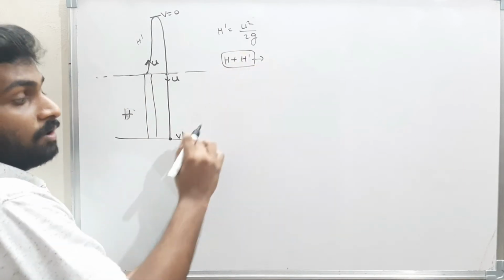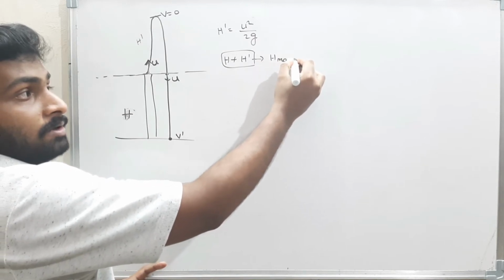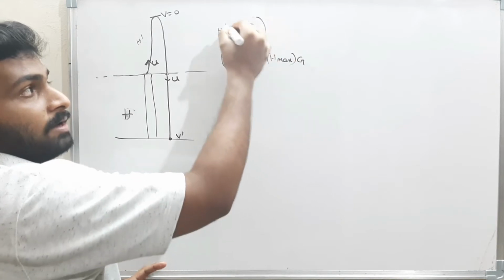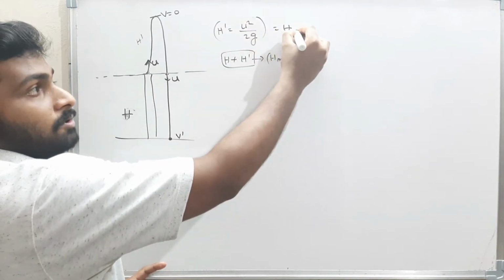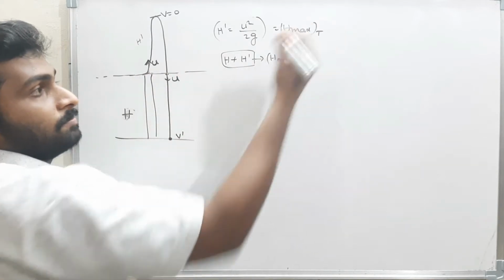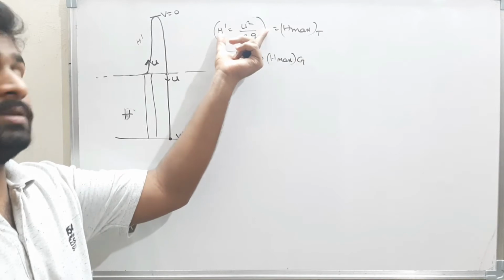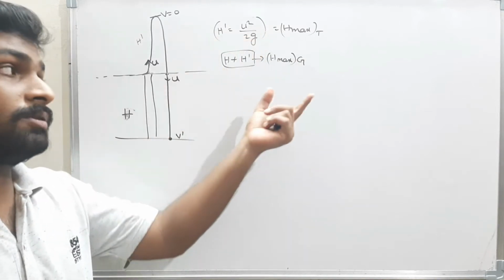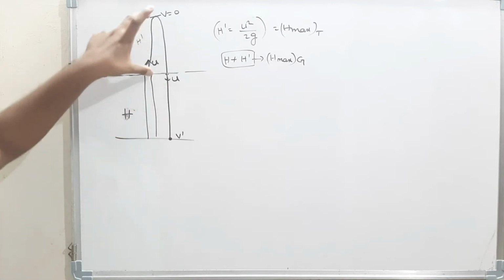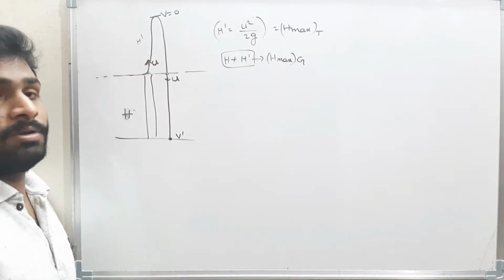This is the total height from the ground, maximum height with respect to ground, and this is maximum height with respect to tower. If they told to find with respect to the tower, you have to find this. If they told to find the maximum height with respect to the ground, means from ground you have to count it. That means h plus h dash. Okay, till now it is clear.